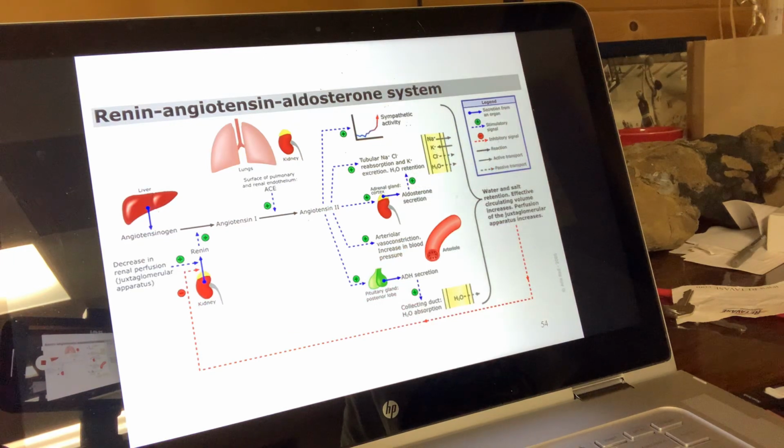Here's another diagram of the renin-angiotensin system showing aldosterone. Aldosterone is produced when angiotensin II is produced, and what it does is it then acts to increase sodium reabsorption. Water follows, so you reabsorb sodium from the distal tubule, you reabsorb water, that brings your blood pressure up, and you excrete potassium in the urine because the sodium is exchanged for potassium.